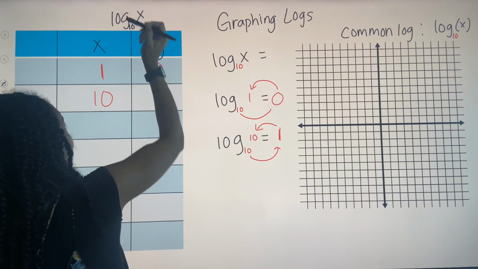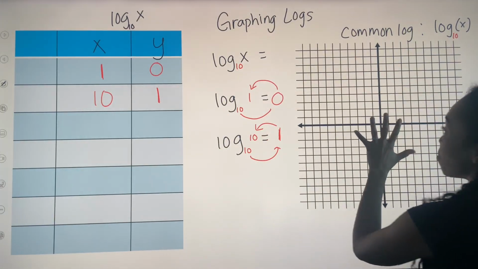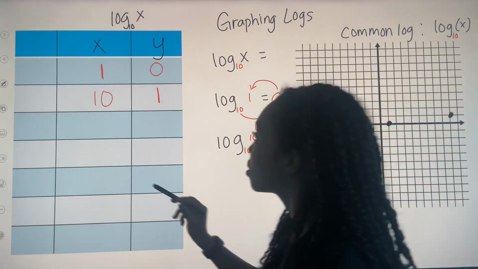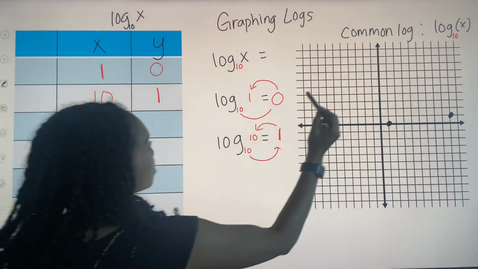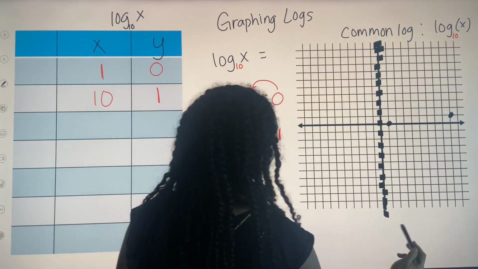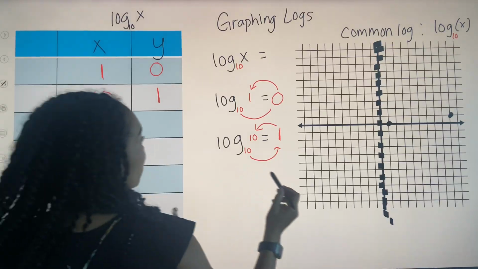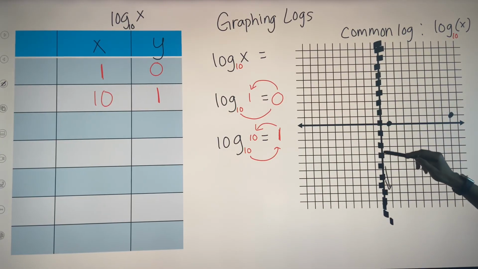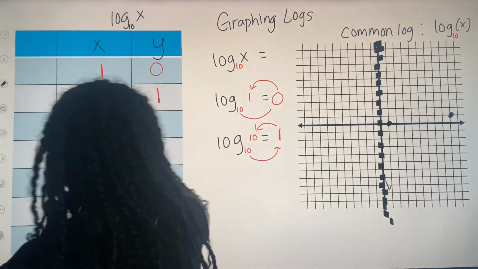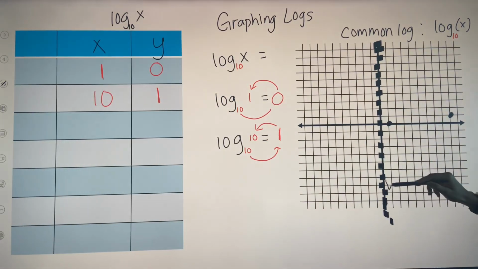And remember, the base is 10. So I'm going to go ahead and plot those points. 1, 0 is right here. 10, 1 is right here. And my asymptote is right along here. This is my asymptote. That is the line that I cannot touch. So I'll go ahead and draw my graph. This is the parent function of the log. Let me draw it again and go through those points. There we go. So this is the common logarithm.